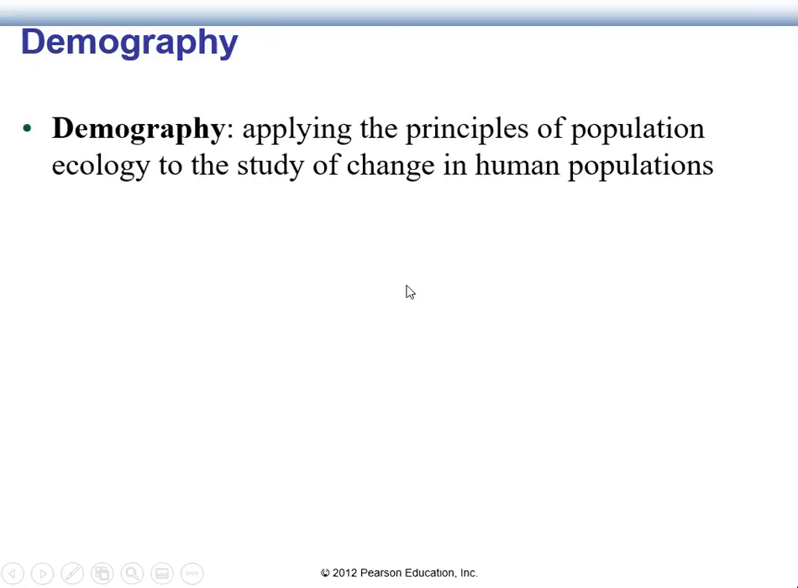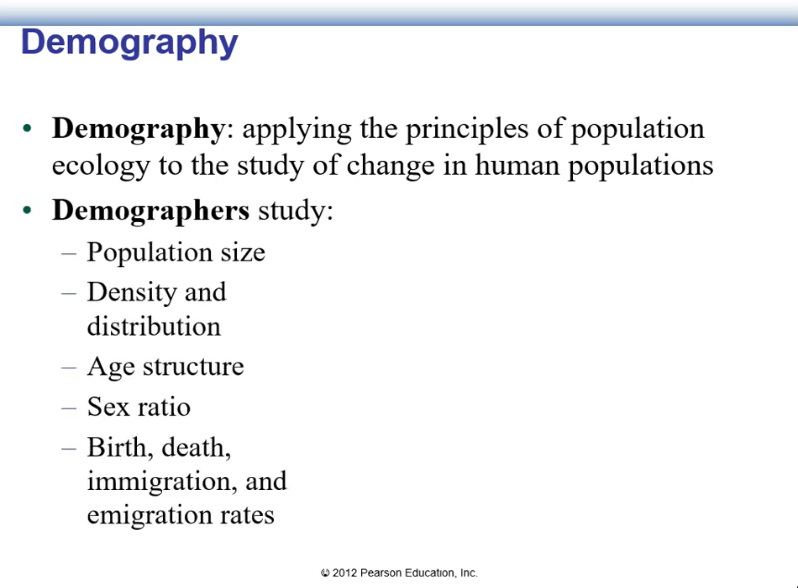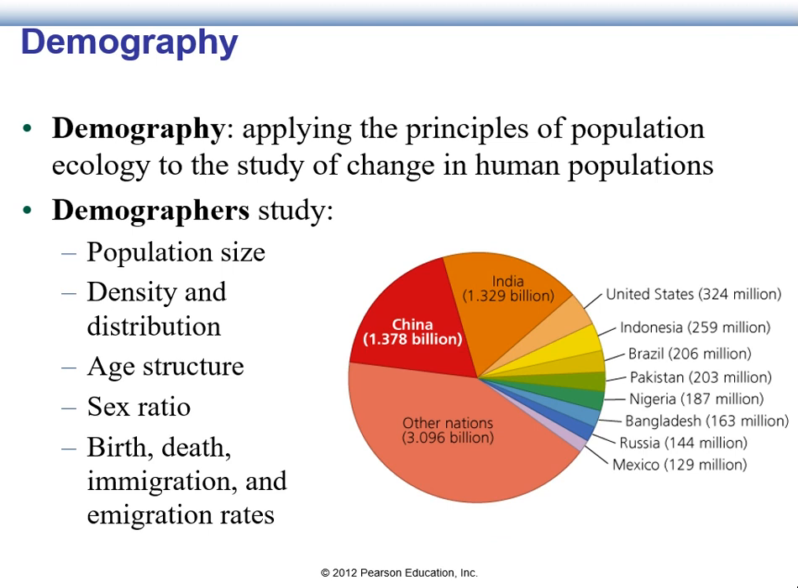So demography is the study of human populations. We're going to apply the population ecology that we've already learned to human populations to study things like population size, population density and distribution. We'll look at the age structure, sex ratio, birth and death rates, along with migration rates.